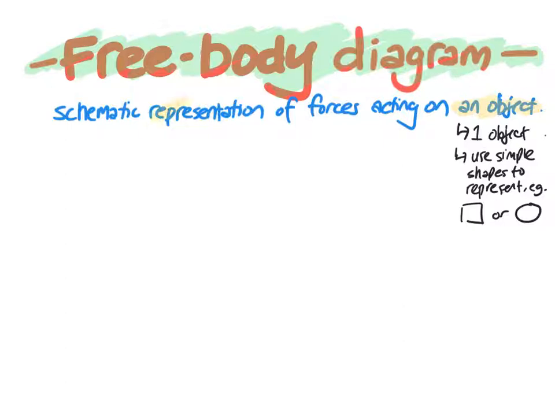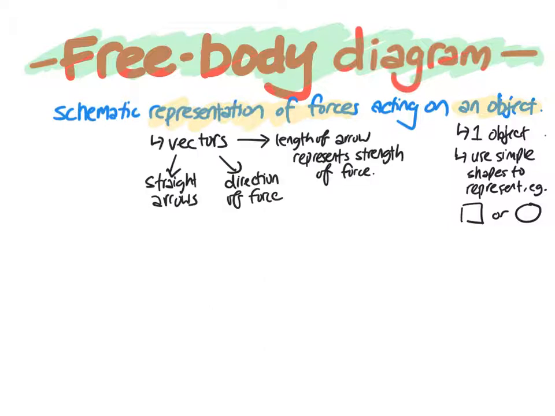Next, let's look at how we can represent the forces acting on this object. A force, like you have learned, is basically a vector quantity. In a vector quantity, the length of the arrow represents how strong the force is. The arrow also tells us the direction of the force. This is an example of how a force vector is drawn using a ruler.